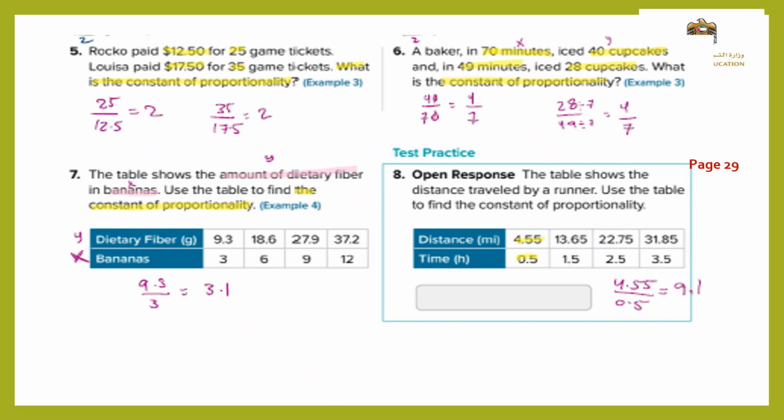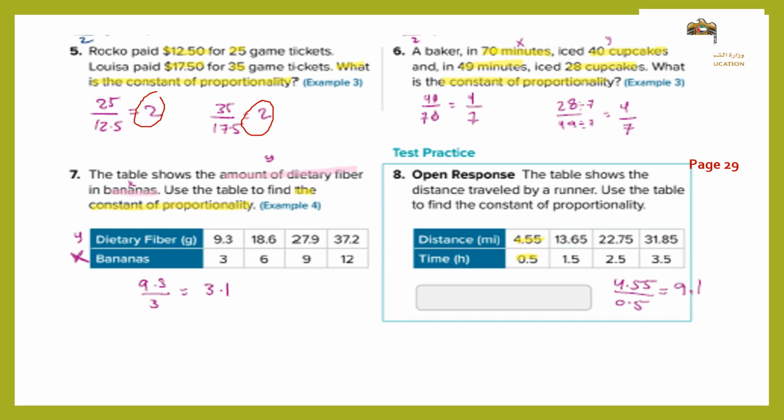Look at this, constant of proportionality to find. So 12.50 for 25 games, 17.50 for 35 games. What you can do is divide 25 over 12.5, 35 over 17.50. Both cases you are getting 2. So both are 2, which means this is proportional, and the constant of proportionality is 2. When you find the constant of proportionality, you have to check both, because sometimes this will be non-proportional. In that case there won't be a constant of proportionality.